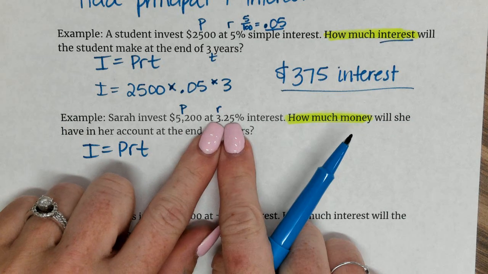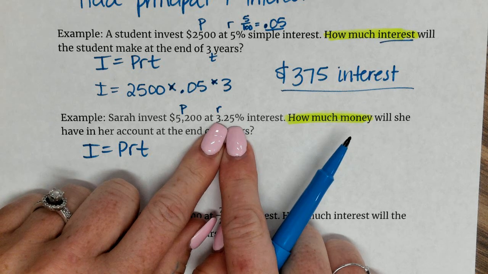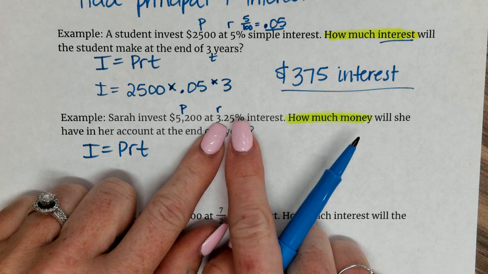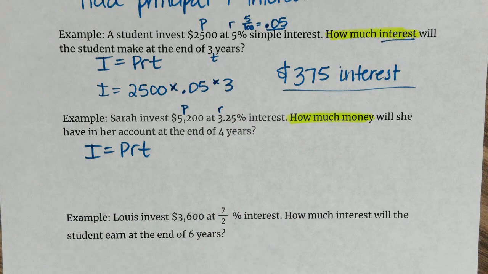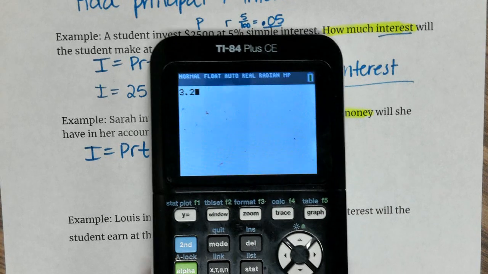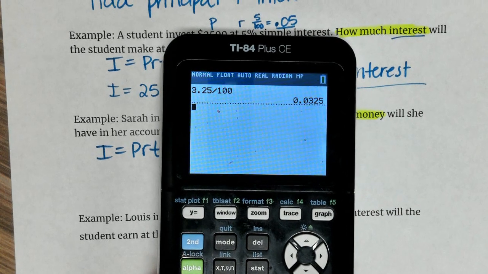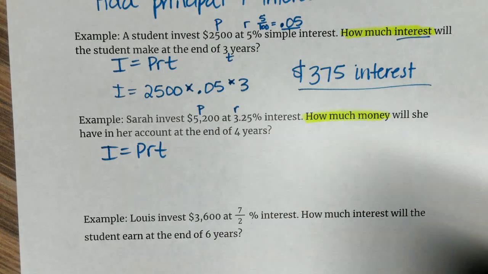Now I have students every year that say, Ms. Castro, that's already a decimal. It has a decimal. And the answer is no, it's not. If it has a percent sign, it is a percent. So you must put it over 100. So I go 3.25 over 100. And there is my rate, 0.0325.